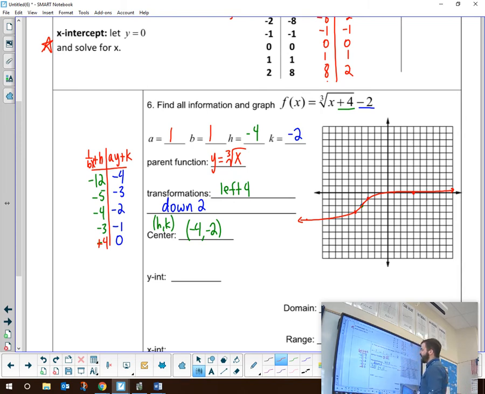Okay, my y-intercept. Well, we need to solve for my y-intercept on this one. My y-intercept is whenever my x is 0. So we can go, okay, y equals the cube root of, and instead of having an x there, we're going to go 0 plus 4 minus 2. Well, 0 plus 4 is 4, and then the cube root of 4 I can't actually find, can I?